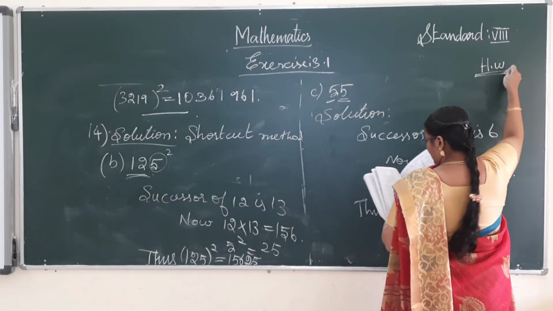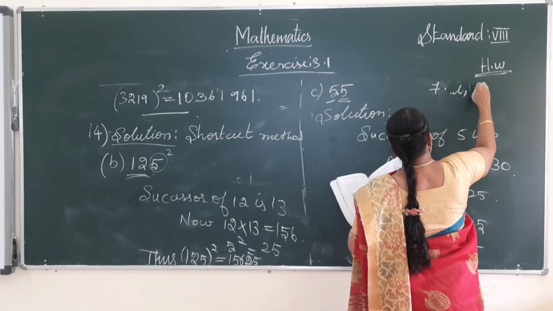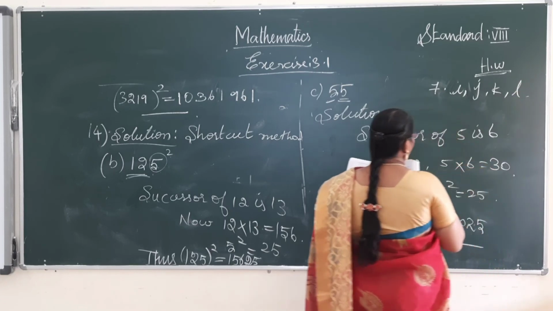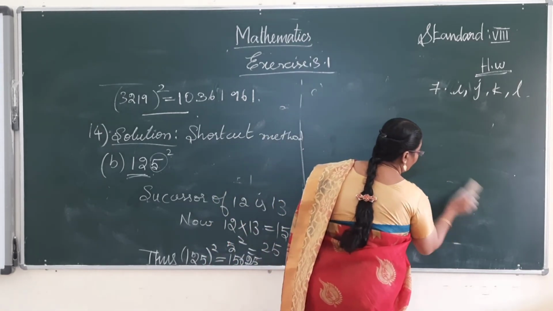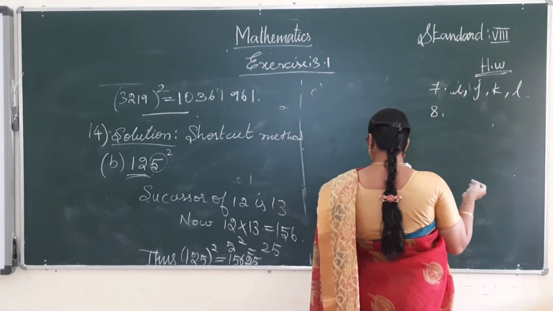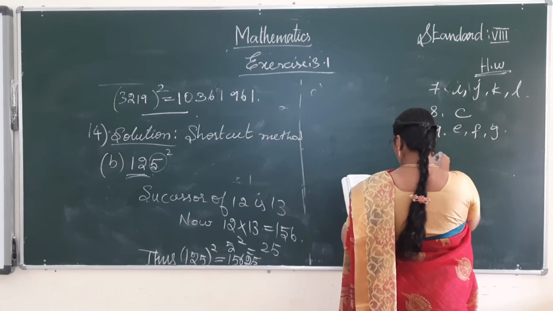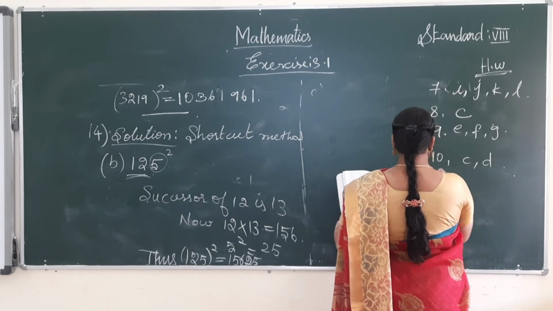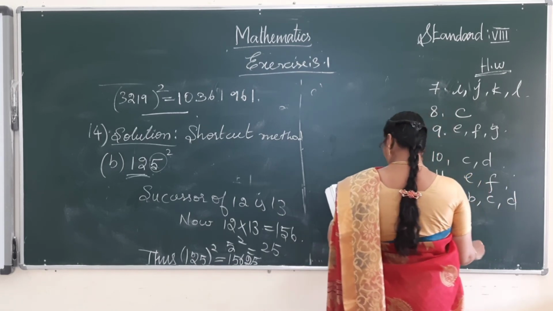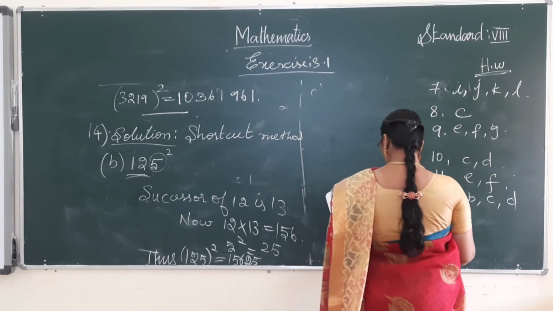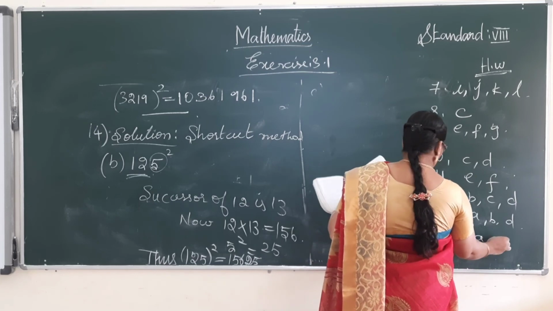Homework. 7th, I, J, K, L. Eighth one, C problem. 9th, E, F, G. 10th, C, D. 11th, E, F. 12th, B, C, D. 13th, A, B, D. 14th, A and D.